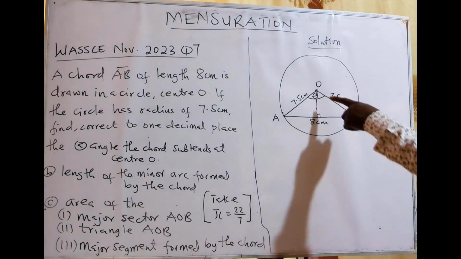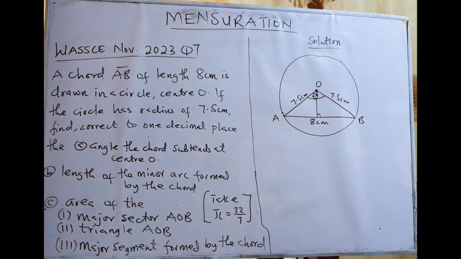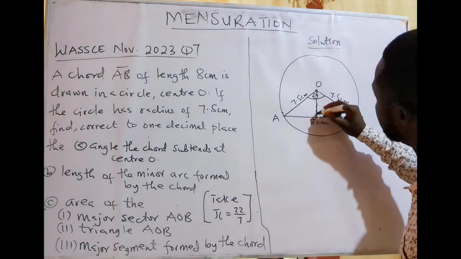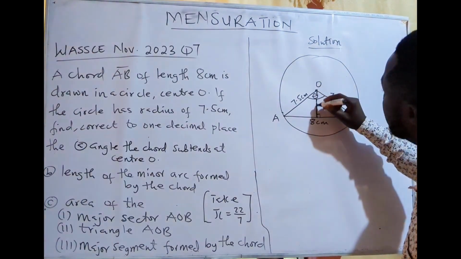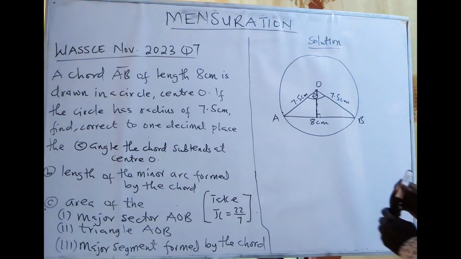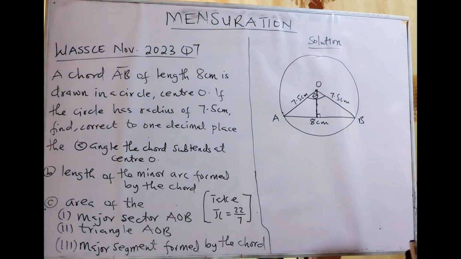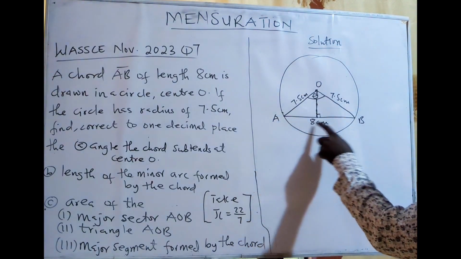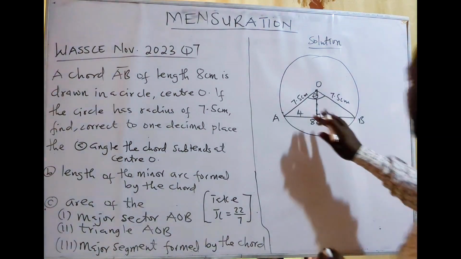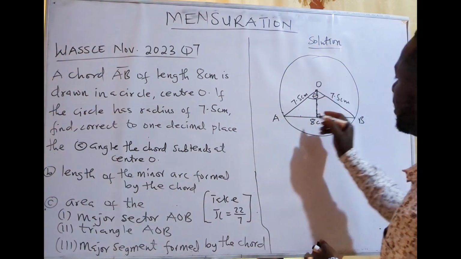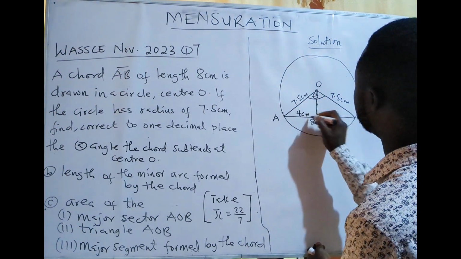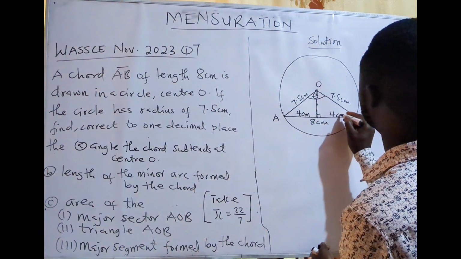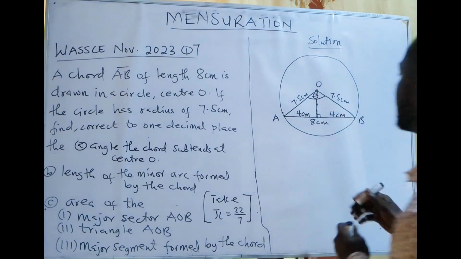Okay, so how are we going to find this particular angle here? What will help us is, as we draw a line from the center O to the chord, we know from the chord that the angle here will be divided into 2, and then the length of the chord will also be divided into 2. So here will be 4 centimeters, and here will also be 4 centimeters. So that 4 plus 4 will give me the 8.